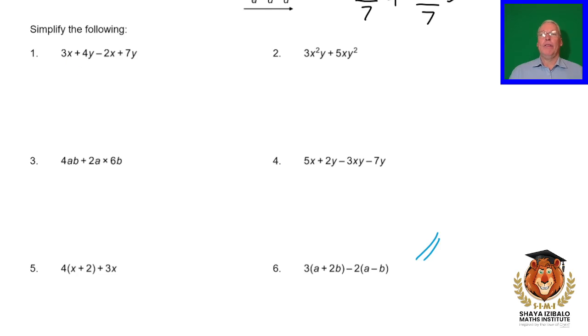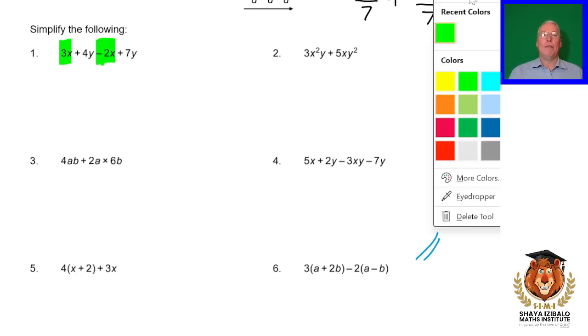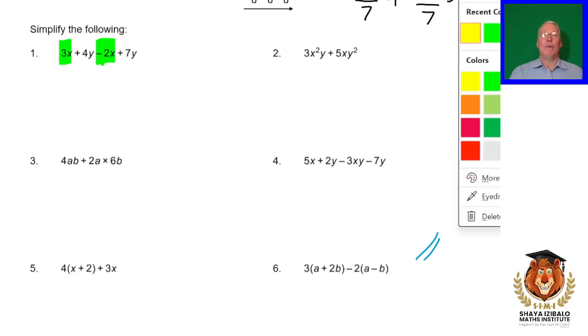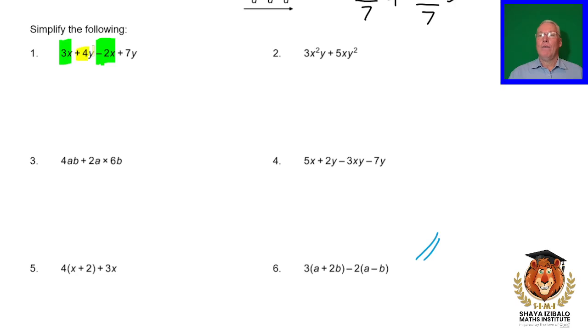Okay, so the first one, we're just going to look for like terms. These terms, 3x and negative 2x are like. Notice that I'm highlighting the sign in front of those numbers because that sign is really, really important. These terms over here, positive 4y and positive 7y are like. When we add 3x and minus 2x, that's just 1x. Do we need to write the 1? No, we don't need to write the 1. Is it wrong to write the 1? No, it's not wrong. But we generally want to save ink and save trouble, so we don't write the 1.